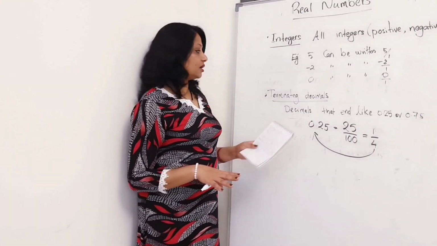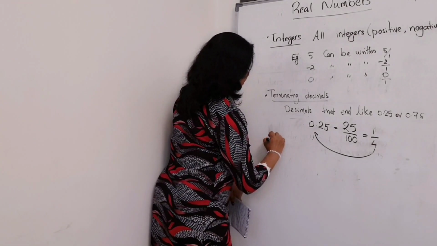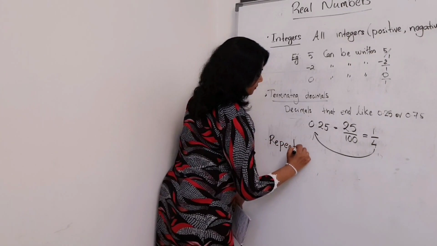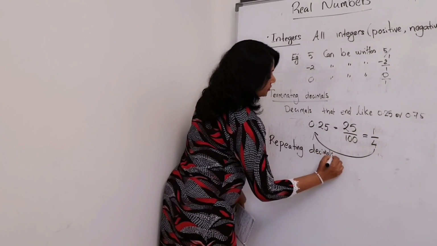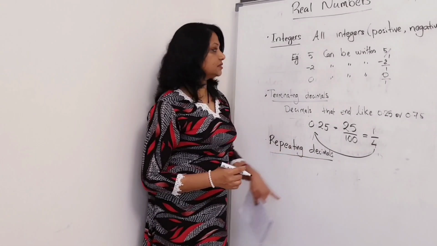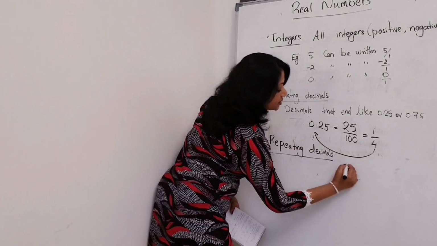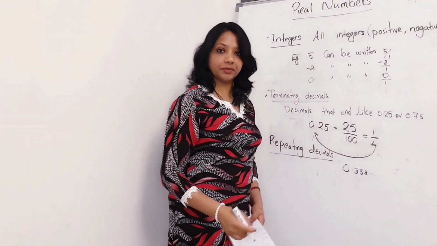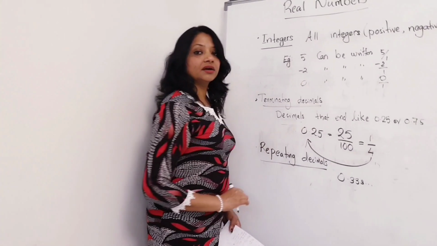The next type of rational number is repeating decimals. Repeating decimals are another example. I will show you why we say a repeating decimal is also a rational number. For example, 0.333 and so on, where the 3 is repeated. One digit is repeated, so we consider it a rational number.